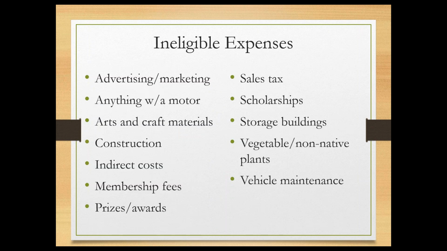For ineligible expenses, a complete list of ineligible expenses, again, is found between pages 10 and 13 of your program guidance. A few of the things I'll mark here is that we cannot support any advertising or marketing expenses, and anything with a motor. Just like I mentioned earlier, we cannot support a vehicle, a generator, we cannot support refrigerators, anything like that that have a motor tied to them, we cannot support that.